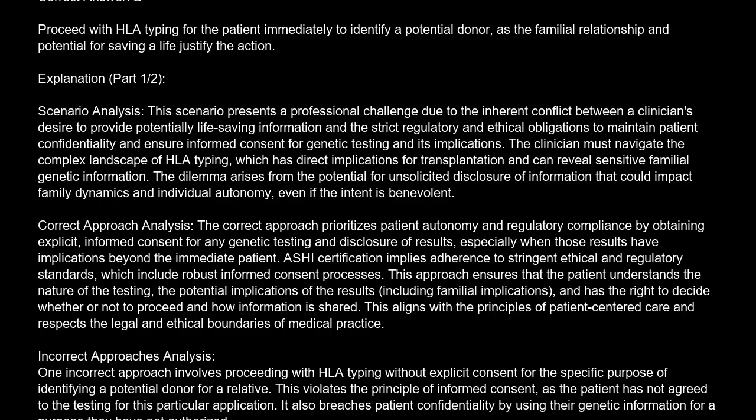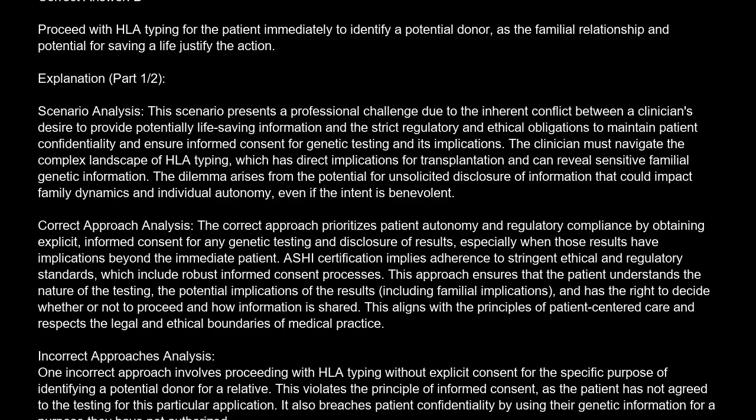The dilemma arises from the potential for unsolicited disclosure of information that could impact family dynamics and individual autonomy, even if the intent is benevolent. Correct approach analysis. The correct approach prioritizes patient autonomy and regulatory compliance by obtaining explicit, informed consent for any genetic testing and disclosure of results, especially when those results have implications beyond the immediate patient.